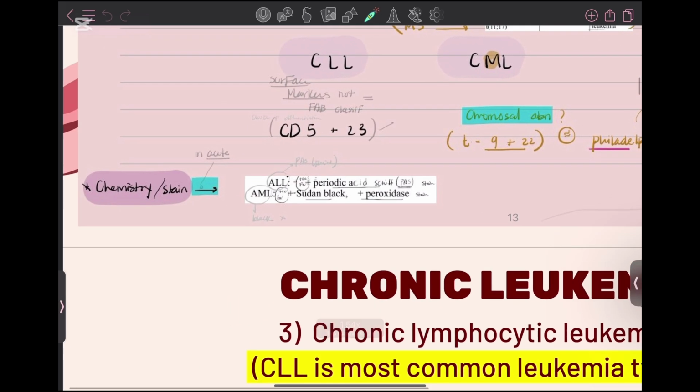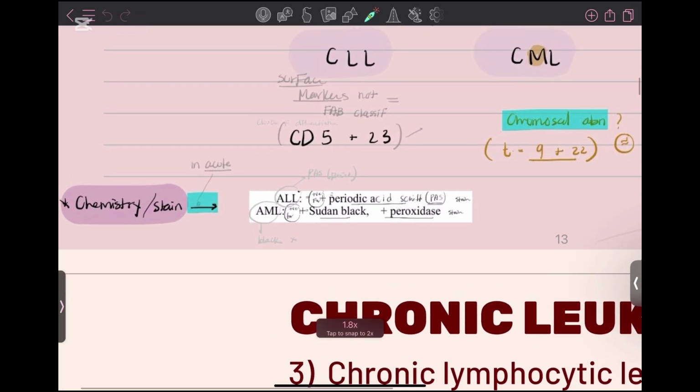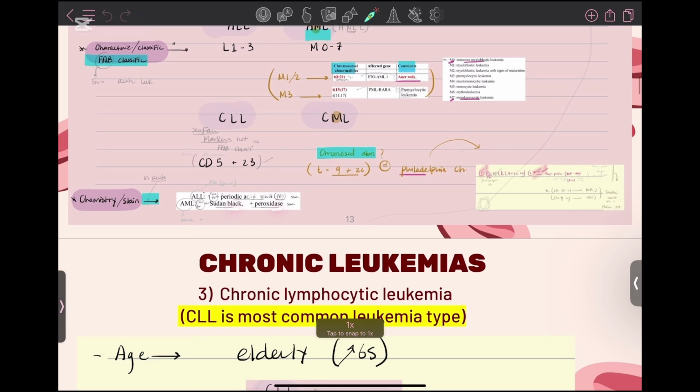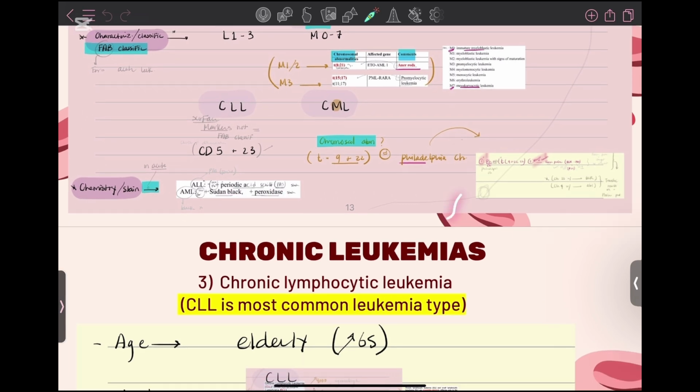Okay. Another thing you may get in the question: they won't expect you to know the type of leukemia from the stains, but it will help you if you see it. In ALL, it stains positive with PAS stain. But in AML, it's positive for Sudan black and peroxidase stain. This is just for your information. It may help you in the exam.